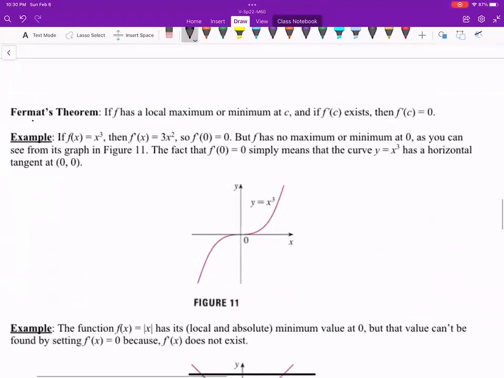What is Fermat's theorem? Fermat is a very great mathematician, and this theorem is based on his name. If f has a local maximum or minimum at the point c, and if f prime of c exists, then the derivative at that point will be equal to 0. If there is a peak or a valley at a point, and if the derivative exists, then the derivative has to be equal to 0. That means there is a horizontal tangent at that point. The derivative equal to 0 means it's a horizontal line.